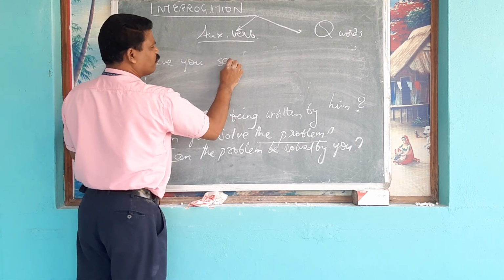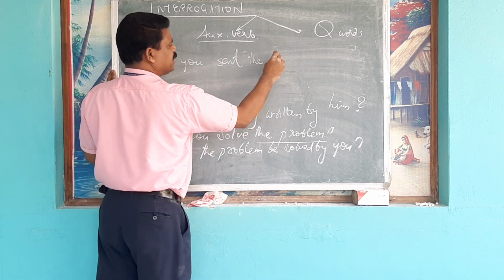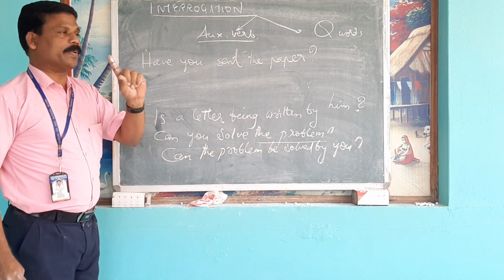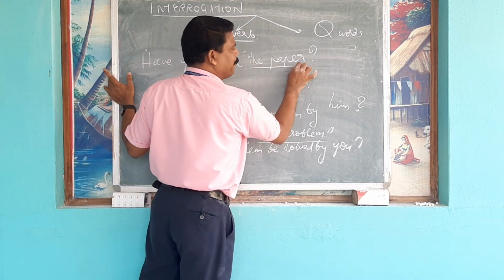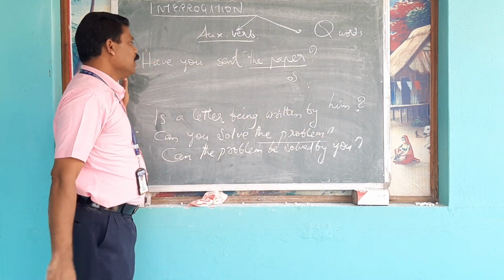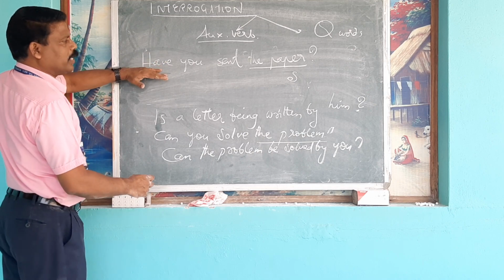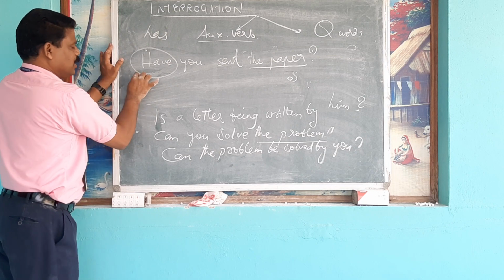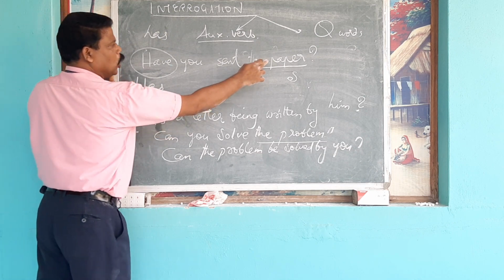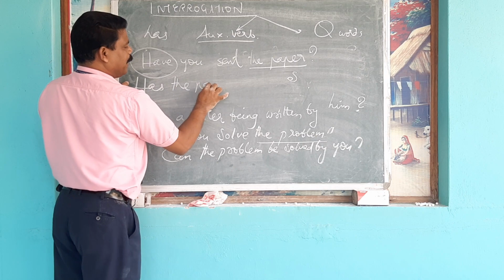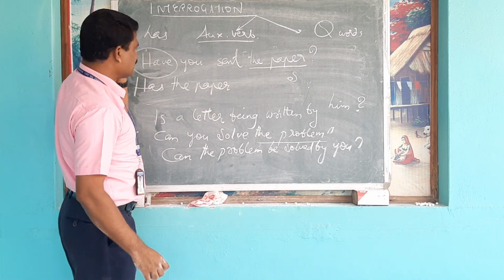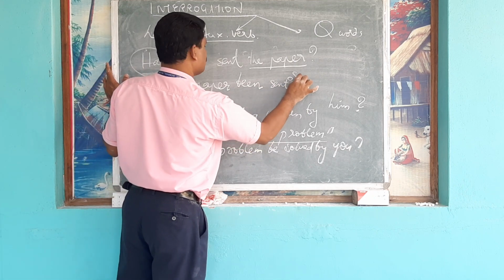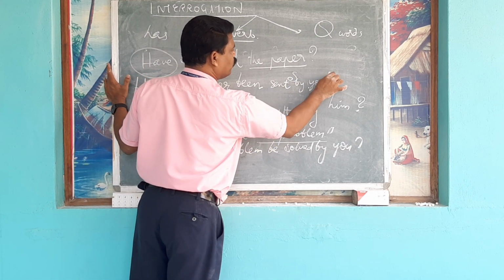Have you sent the paper? Here the object is the paper. It itself is singular. But the given auxiliary verb is plural. So we have to find out the singular of have, that is has. So first one, auxiliary verb has, object, the paper. Then has के साथ जोड़ेंगे been, sent by you.